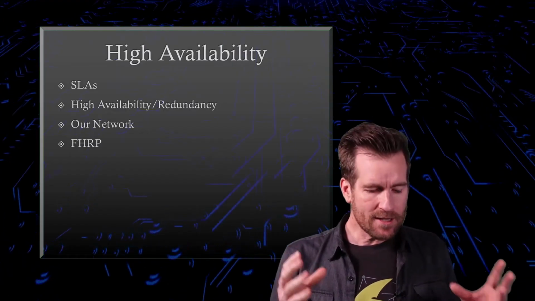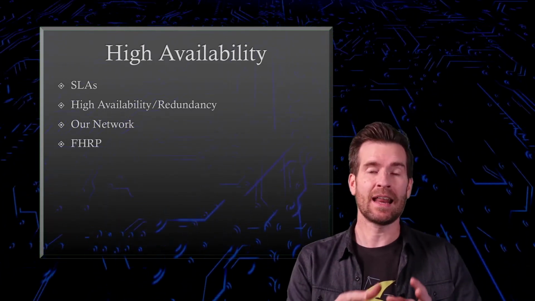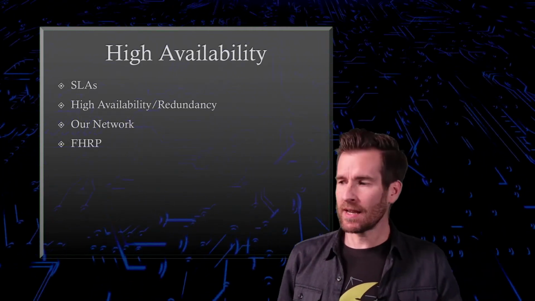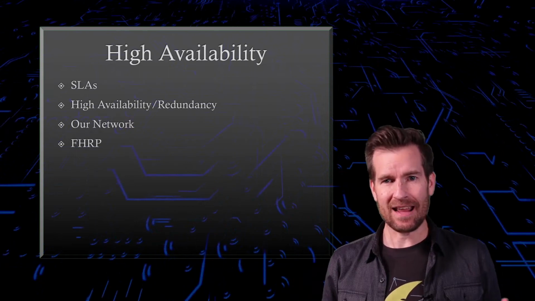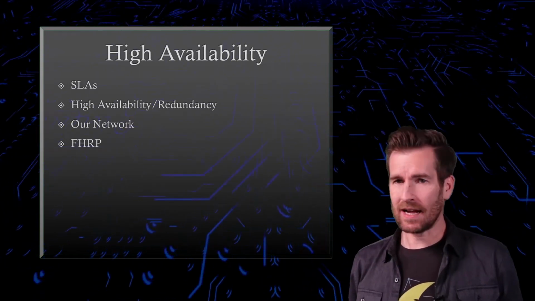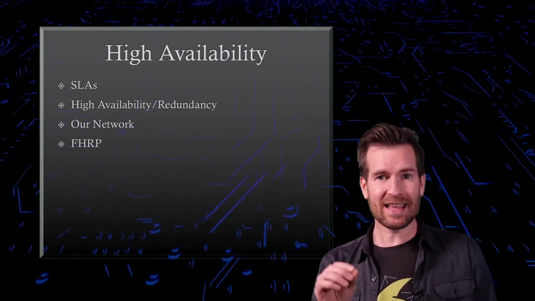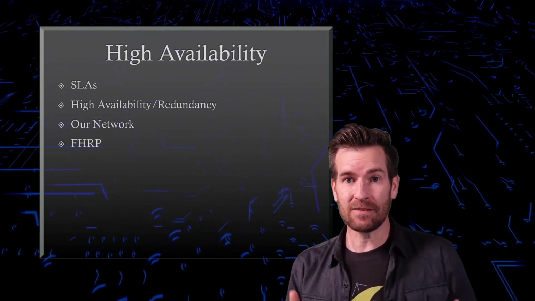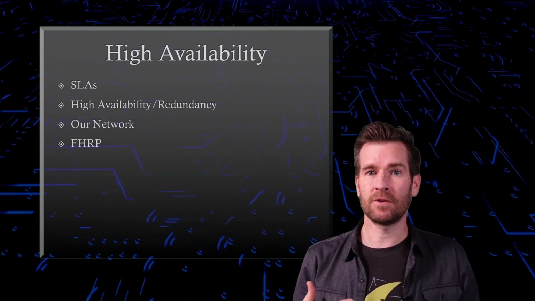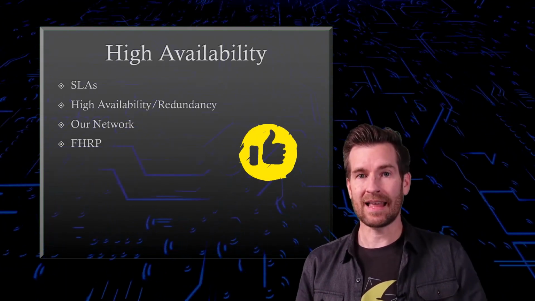So there you have it. We started out by talking about SLAs, which is some sort of agreement between a service provider and a service receiver. And then we got into high availability and redundancy and how that has to happen at multiple different levels. We talked about our network and how we've incorporated some redundancy with it. But one thing that is lacking is redundancy from a default gateway perspective. And that's where first hop redundancy protocol comes in, as a solution for providing that redundancy.